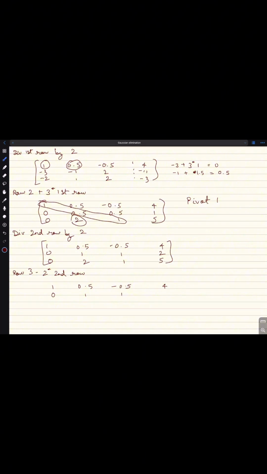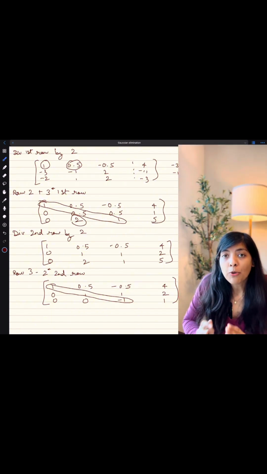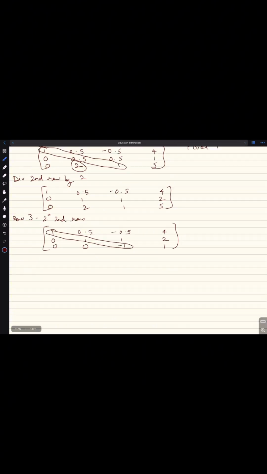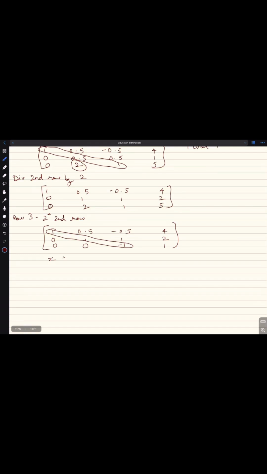The first two rows are the same. Now the third row becomes this. So now everything below the diagonal is actually 0. So this was forward elimination. Now next comes backward substitution. So now if you translate this matrix back into equations, you will have x plus 0.5y minus 0.5z equals 4, y plus z equals 2, and minus z equals 1.